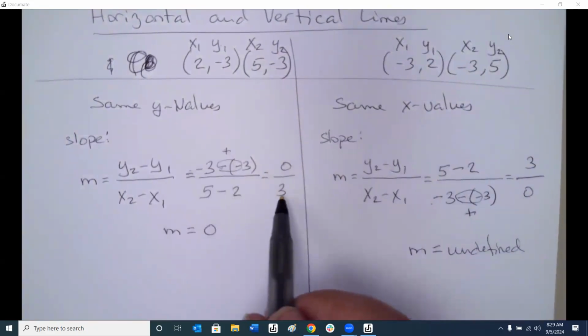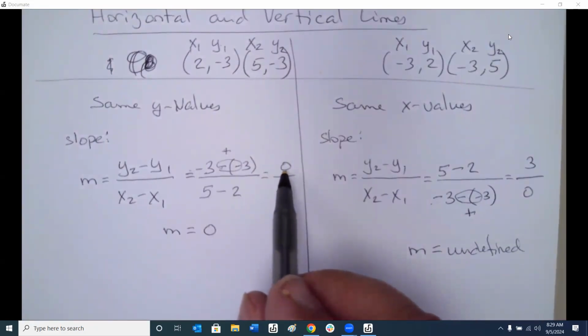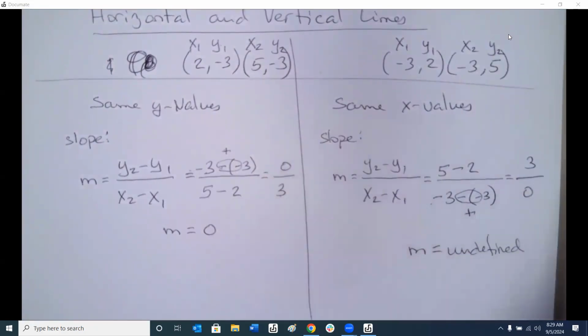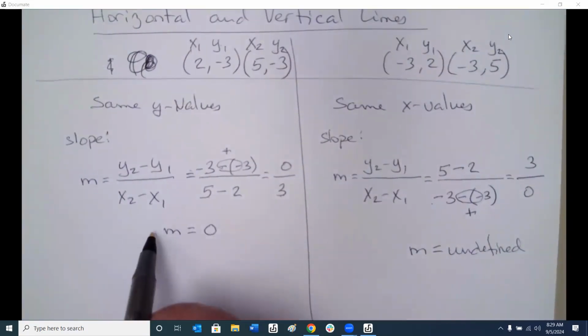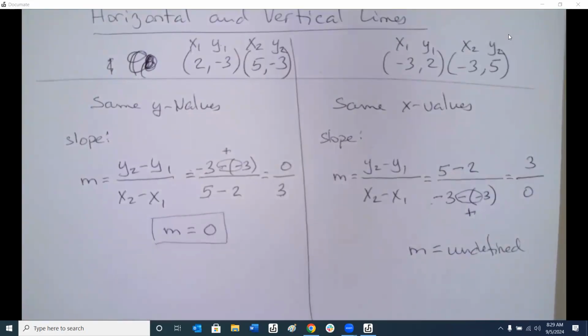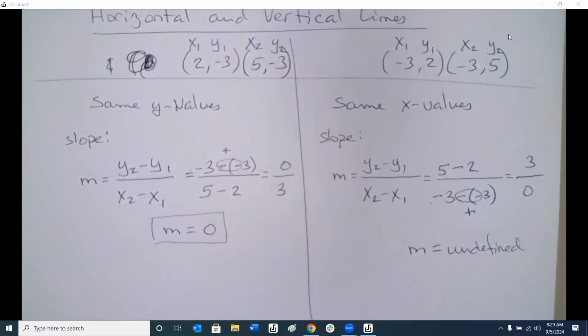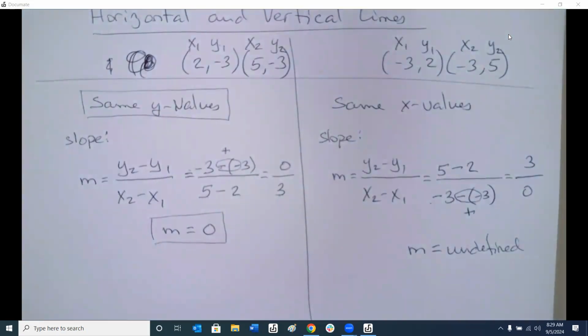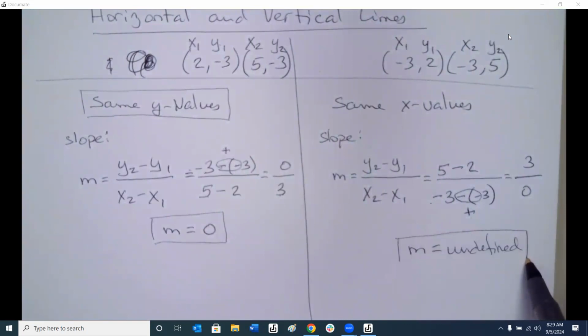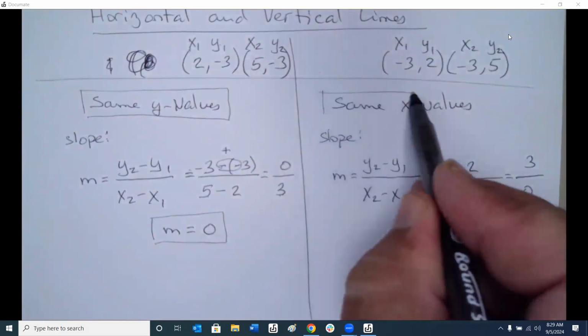Because basically it's how many times does 3 go into 0? It doesn't, 0 times. How many times can nothing go into something? Infinite ways. I can give you nothing forever. But if nothing's there, I can't give 3 to it. So if the slope is 0, that means you have the same y values. If the slope is undefined, that means you have the same x values.